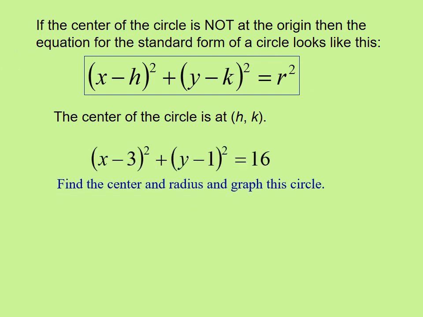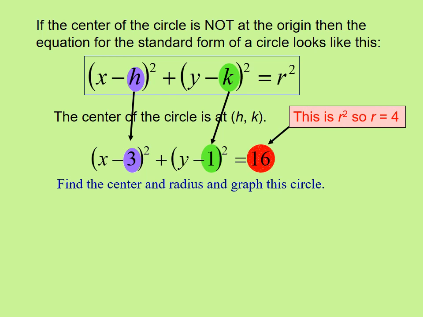So, for example, let's find the center and the radius of this equation of the circle, and then we're going to graph. We have x minus 3 quantity squared plus y minus 1 quantity squared is equal to 16. Sa atong example, pareha siya og porma sa atong standard form of the equation of a circle when the center is not at the origin. So, dali ra ma-identify ang center. Sa example, si h naka-point kang 3, si k naka-point kang 1.